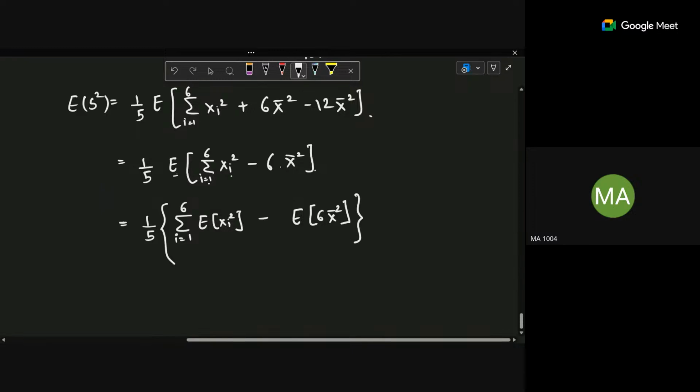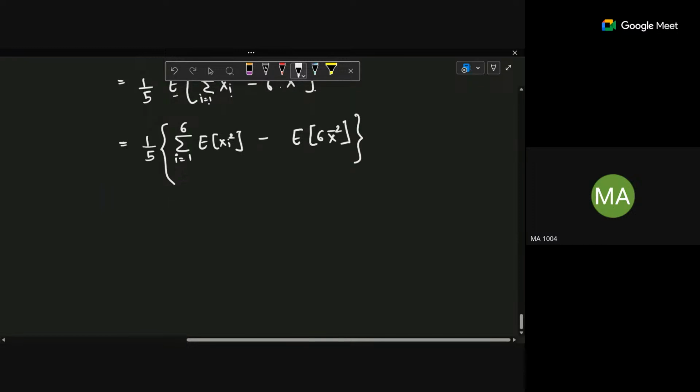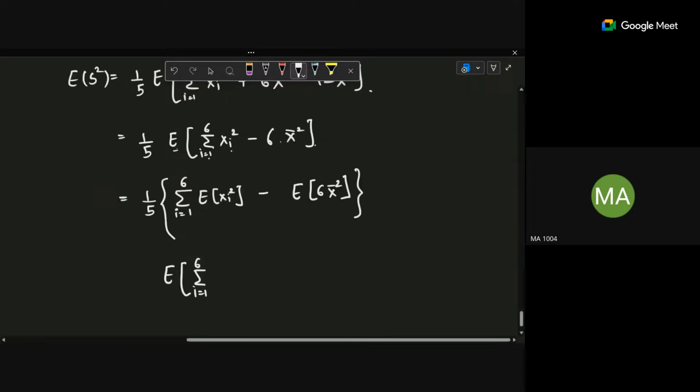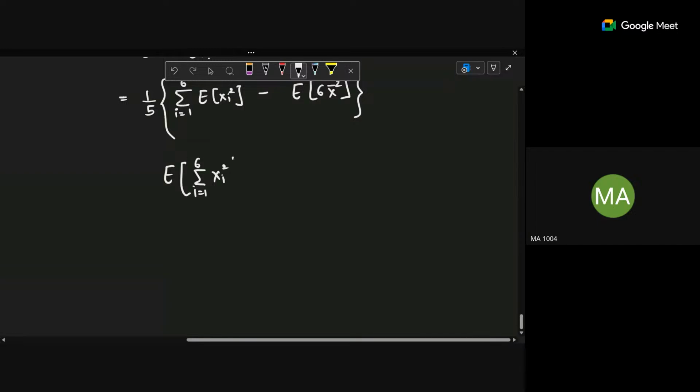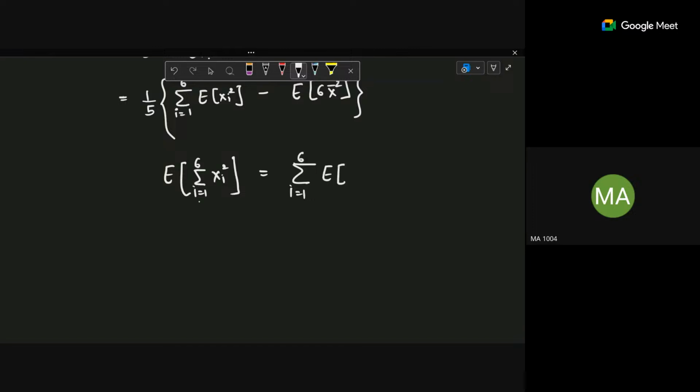It is nothing but expectation of summation i equal to 1 to 6 xi square. If you expand it, this is nothing but x1 square plus x2 square till x6 square. So I can just write it as summation i equal to 1 to 6 expectation of xi square. Fine. Now expectation of xi square, that we can calculate.